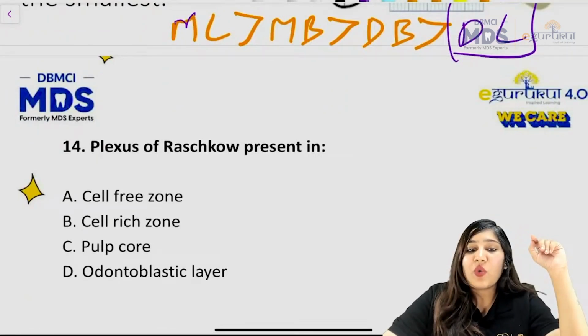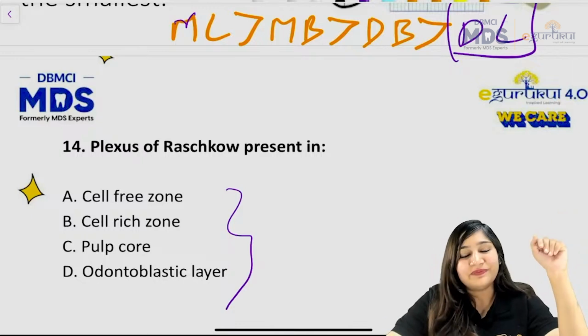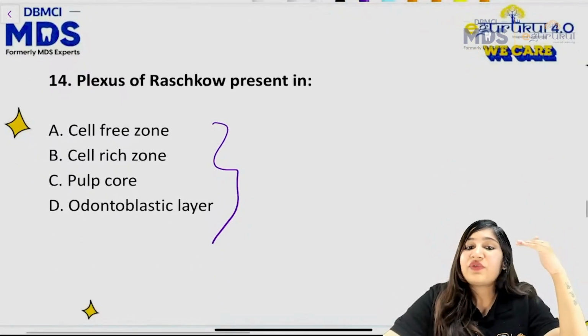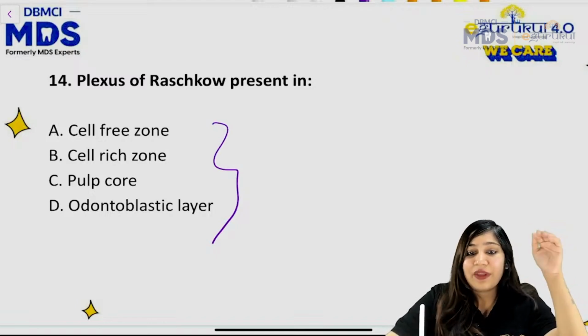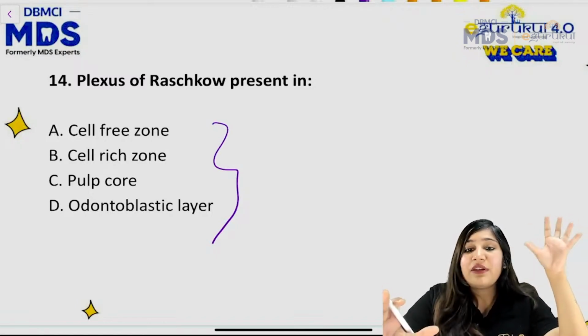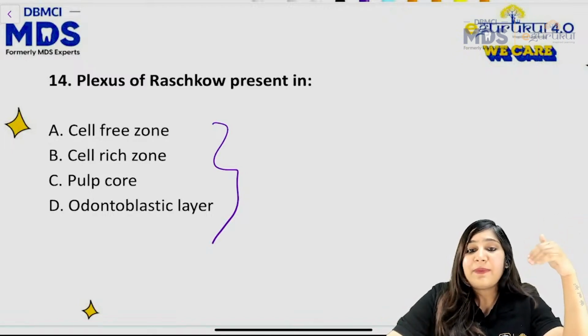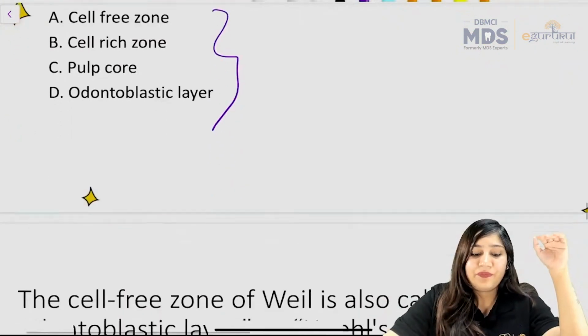Plexus of Raschkow is present in cell-free zone, cell-rich zone, pulp core or odontoblastic layer. These are basically 4 layers of pulp, right? First will be our odontoblastic layer, then comes our cell-free zone, means there will be no cells present. Cell-rich zone, which will have fibroblast cells, undifferentiated mesenchymal cells. And last is pulp core, which will have basically nerve fibers, nerve bundles.